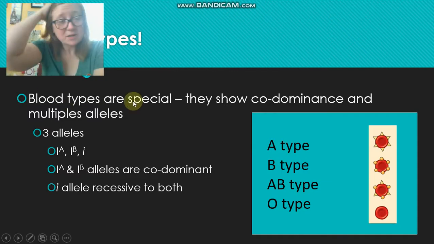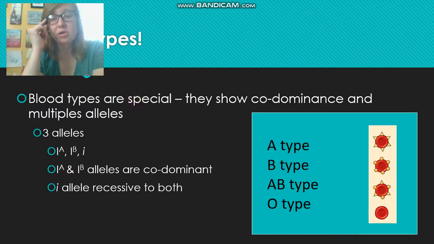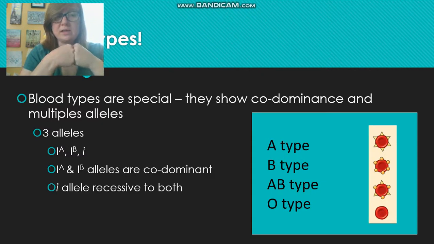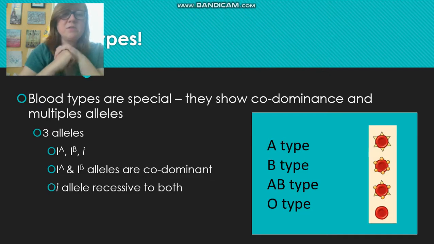Blood types are special. They show codominance as well as showing multiple alleles. So remember when we talked about codominance, you have two dominant people. Neither one is going to back down. Okay, let's start with that. Let's start with the multiple alleles.